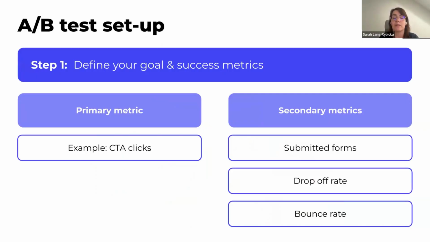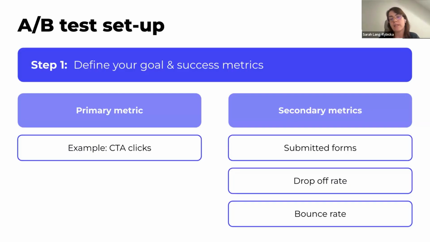Let's start with step one, obviously. First, define your goal and success metrics. Before we dive into anything, we need to ask ourselves, what's the goal of this test? In this case, the goal is likely to increase the number of people clicking the CTA button on the landing page. So the success metric would be exactly those CTA clicks that we want, or perhaps starting a form if we have integrated a form into our landing page. So I need to make sure I can track this. And that becomes my primary metric, my main goal, basically.